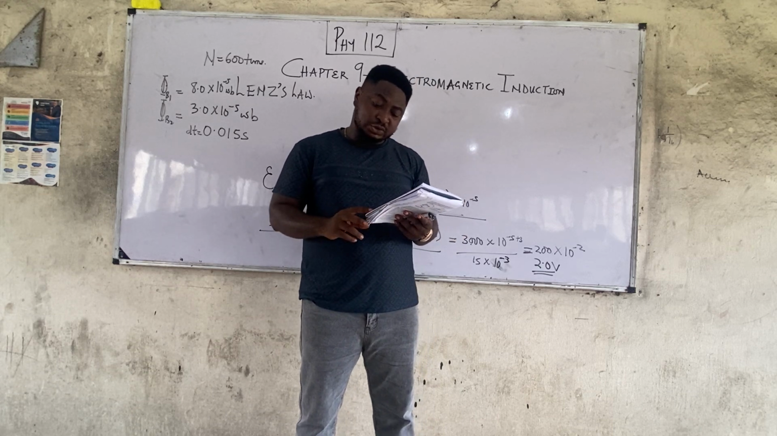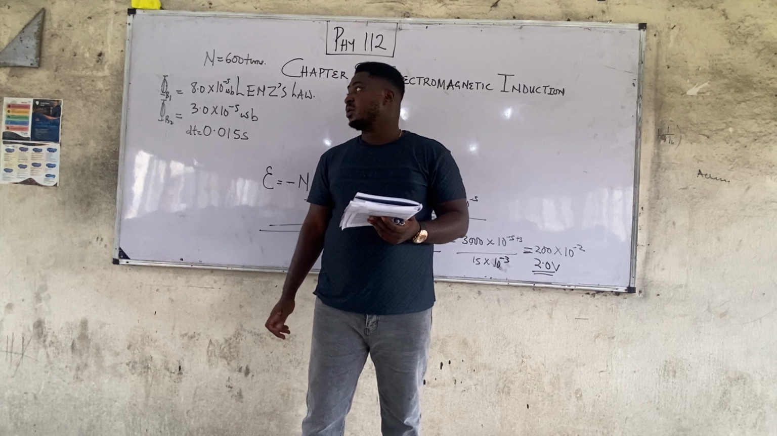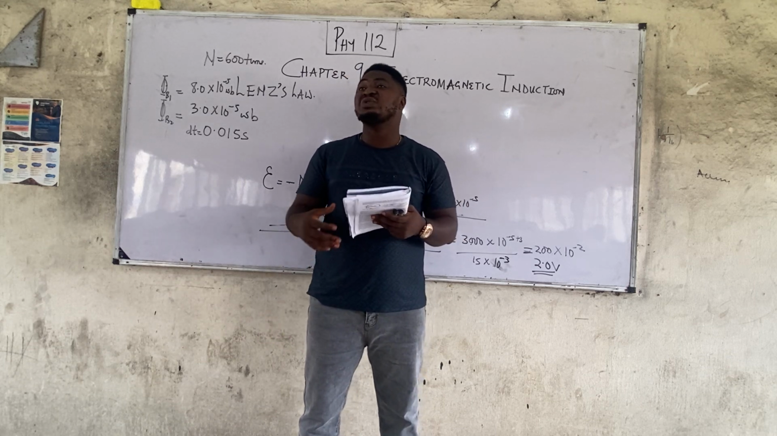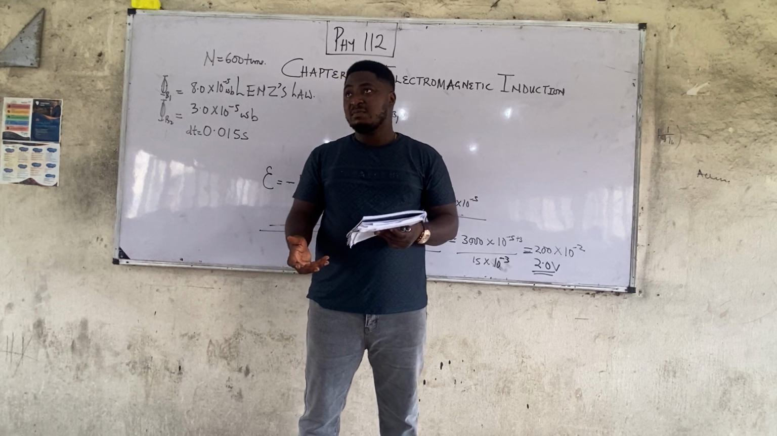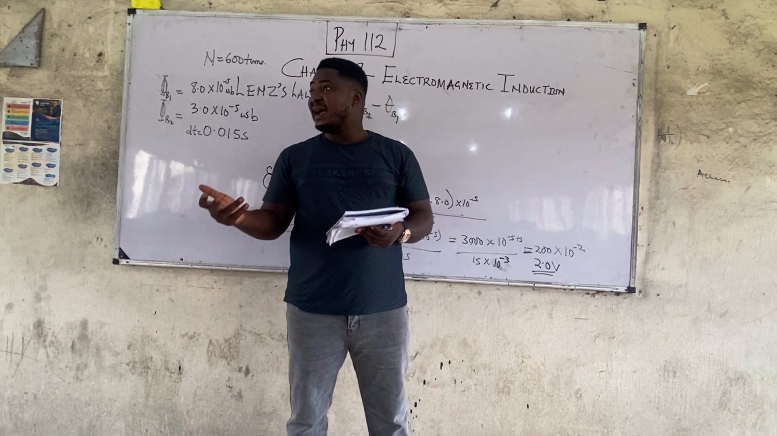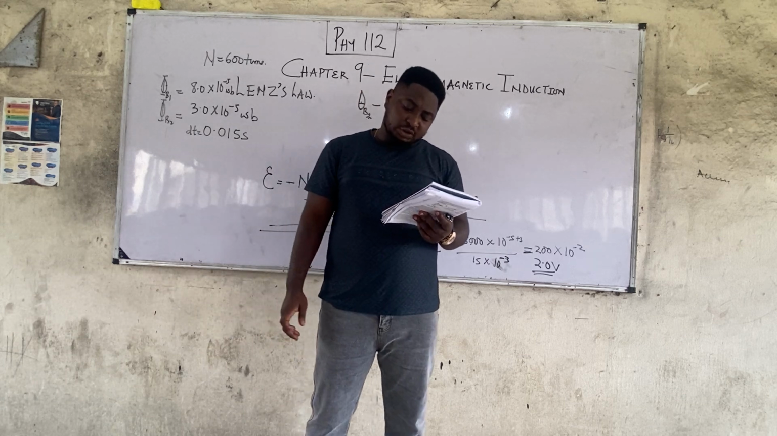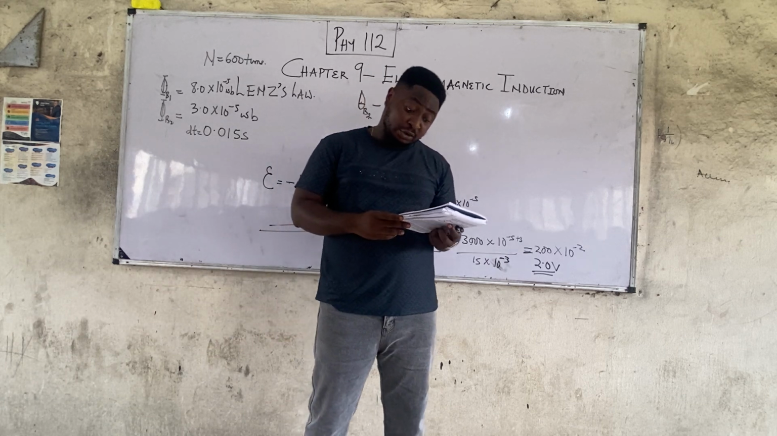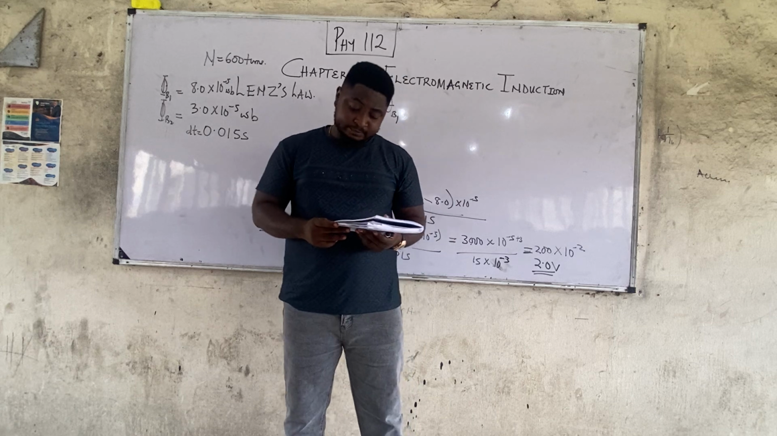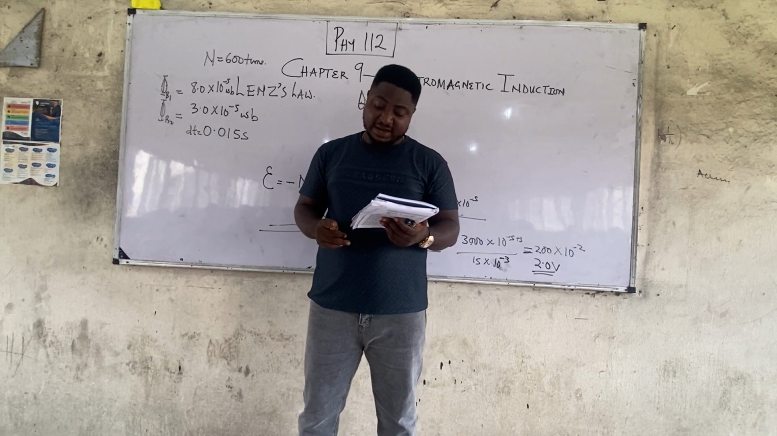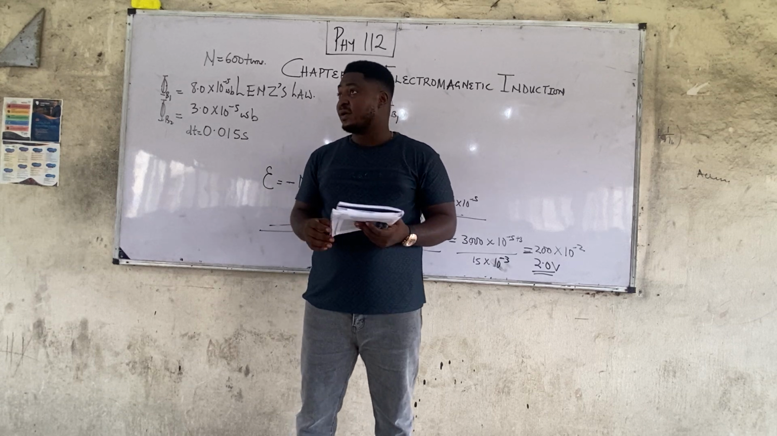I'll come again. An induced current is in a direction so that the magnetic field due to the current opposes the change in the magnetic field that induces the current. Class, once you have induced current, you have already induced EMF. Remember your Ohm's law, that I and V are directly proportional.